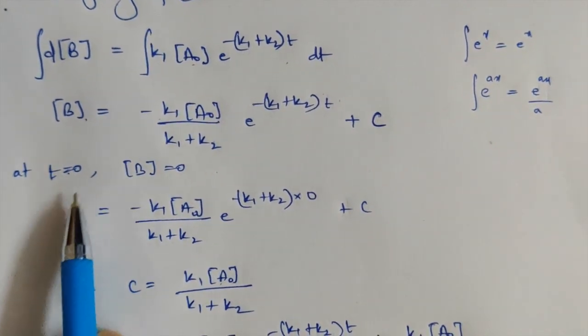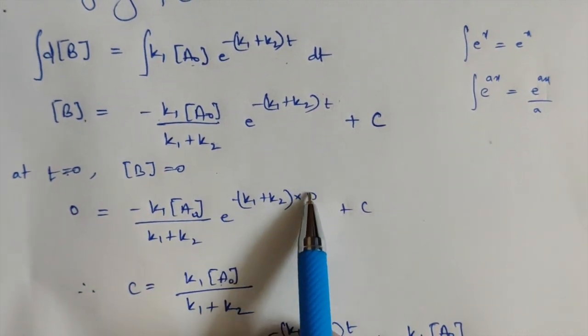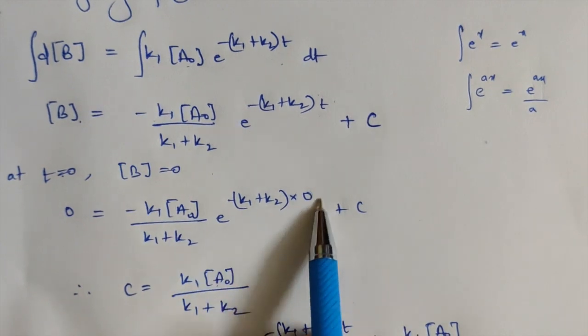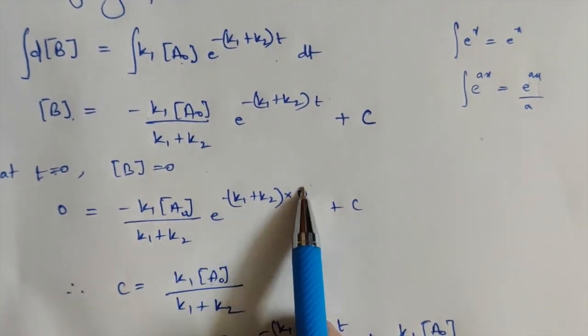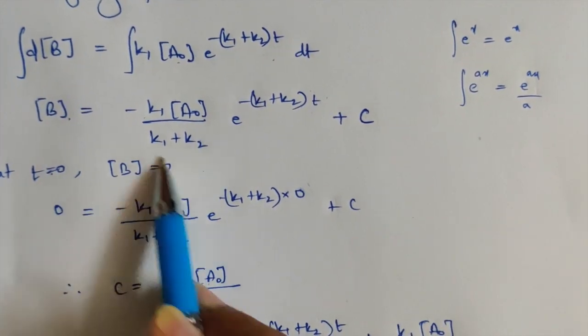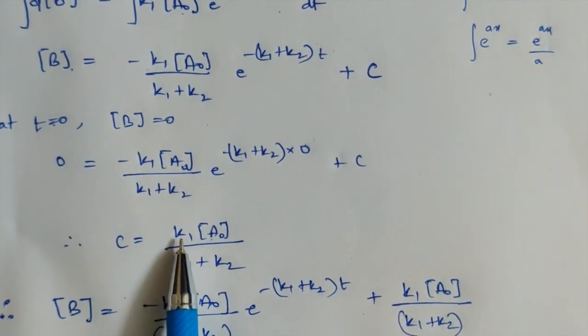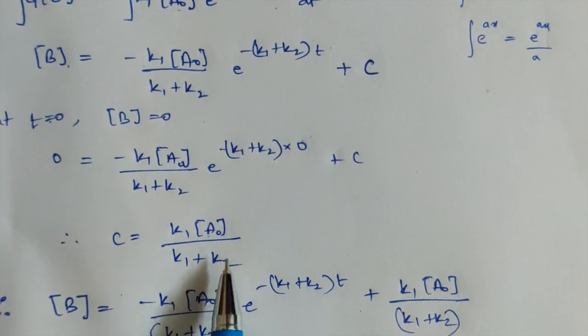So over here on this side it will be 0, and on this side, where there is t in the power, we'll put 0 over here, c. So this whole term will become 1, because e to the power 0 is nothing but 1. This whole part, when you take it to the other side, will become positive in sign, so your c will be nothing but K1 A naught by K1 plus K2.